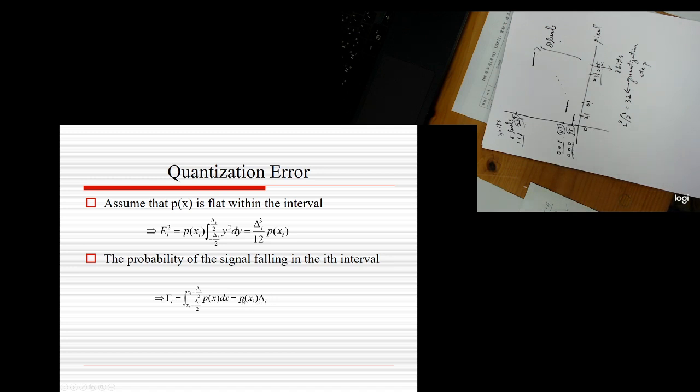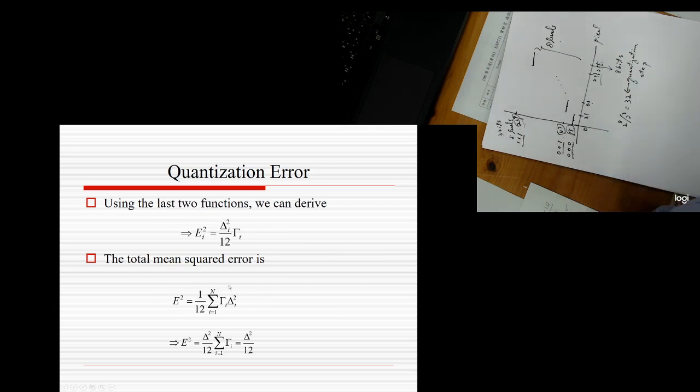This step size indicates, if input signal in this region uses S i as the representative, what the total probability portion is. What portion does it occupy of the whole data? So this one is for one individual probability density function multiplied by its region, the step size region. So you can see here, they can know the probability of the signal falling in the ith interval.